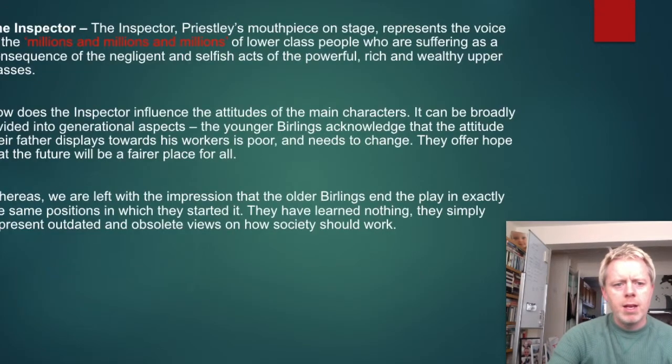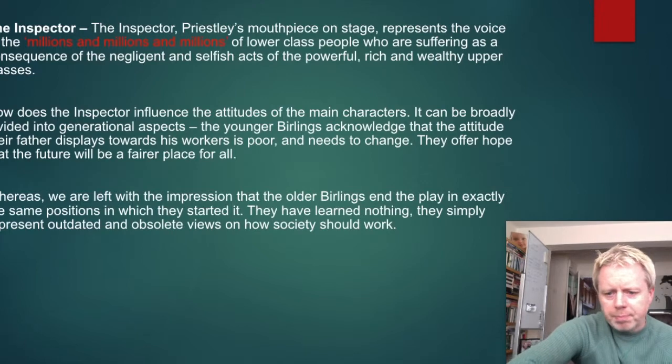So the inspector, remember, the inspector is Priestley's mouthpiece on stage. He represents the voice of the millions and millions and millions of lower class people who are suffering as a consequence of the negligent and selfish acts of the powerful, rich and wealthy upper classes. That millions and millions and millions quotation comes from the inspector's final speech, his delivery to the family, but also to the audience, that we need to change our ways if we want a fairer society for all.